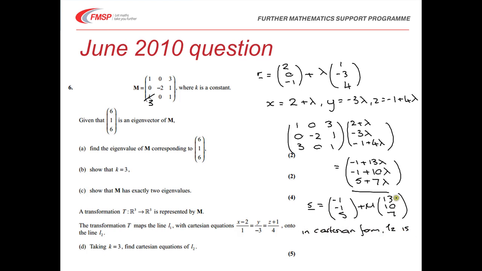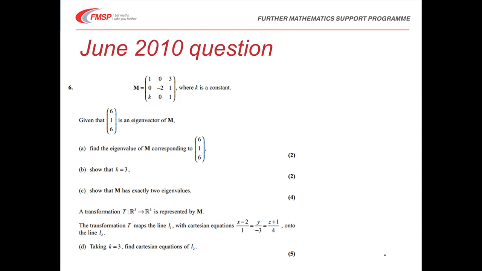So remember, the components here give us the denominators, so we'll have 13, 10 and 7, and the things that we're subtracting from x, y and z will be these three numbers. So this will give me x plus 1 and y plus 1 and z minus 5. So that will be the Cartesian equation of L2 there.